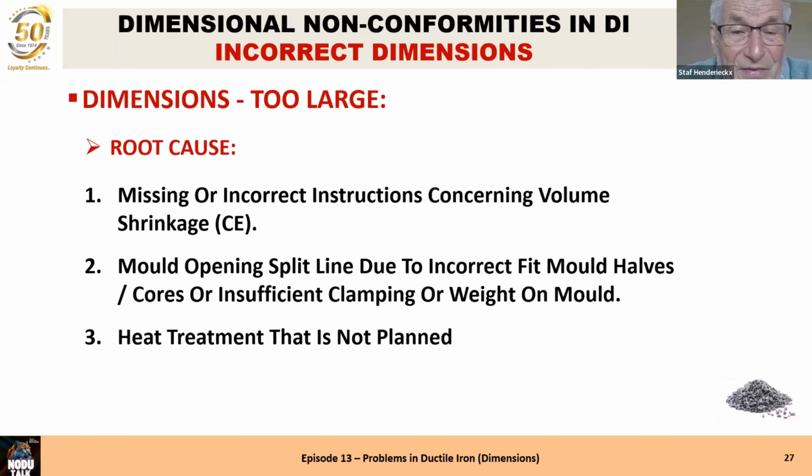And the third one is the heat treatment that's not planned. I have seen many times that they must have a ferritic ductile iron casting. It's not ferritic. They don't have the elongation during the tensile test, and for making it ferritic they do a heat treatment. When they do a heat treatment, the casting will expand and the dimensions will become larger, as we have seen already in the table before.